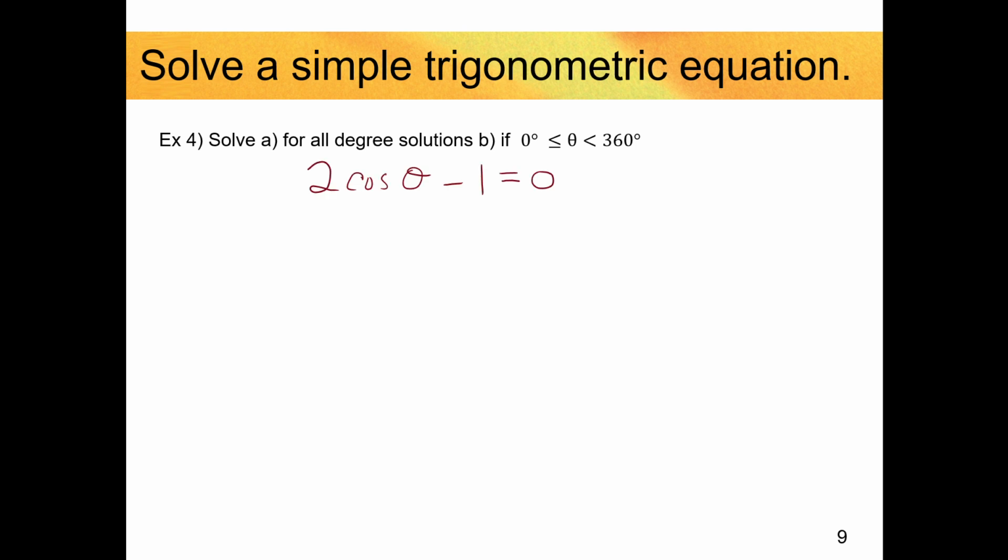Let's go with it. Here's your question to answer. Go. I need to solve for theta. So, 2 cosine theta minus 1 equals 0.